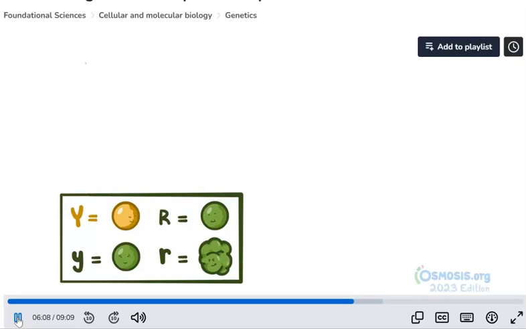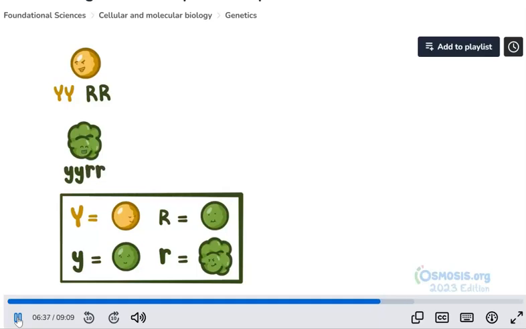As before, Mendel started with pure breeding plants. One of them was homozygous dominant for both traits, which means that it was capital Y genotype for the color trait, and capital R for the seed texture trait. So this plant's phenotype was that it had yellow, round seeds. The other plant was homozygous recessive for both traits, which means that it had little y genotype for color trait, and little r genotype for texture trait. So its phenotype was that it had green, wrinkled seeds.